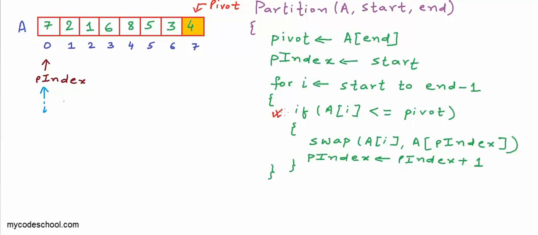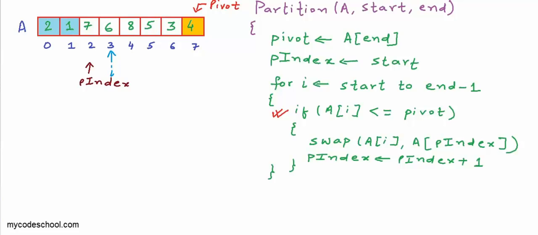We will come to this conditional statement. 7 is not less than or equal to 4, it is greater than 4. So no swapping will happen, I will simply get incremented. Now I will be 1, and 2 is lesser than 4. So we will swap the elements at index I and at index P index, and now P index will be incremented. At any stage, all the elements to the left of partition index will be lesser than the pivot. Let's say we will show them in this blue color. Now I will be incremented, I will be 2, 1 once again is lesser than 4. So we will swap these two elements, 7 and 1. Partition index will now be equal to 2 and I will be 3.